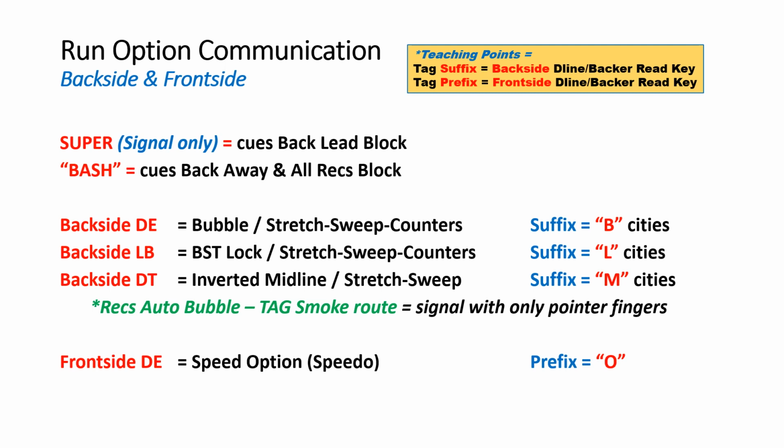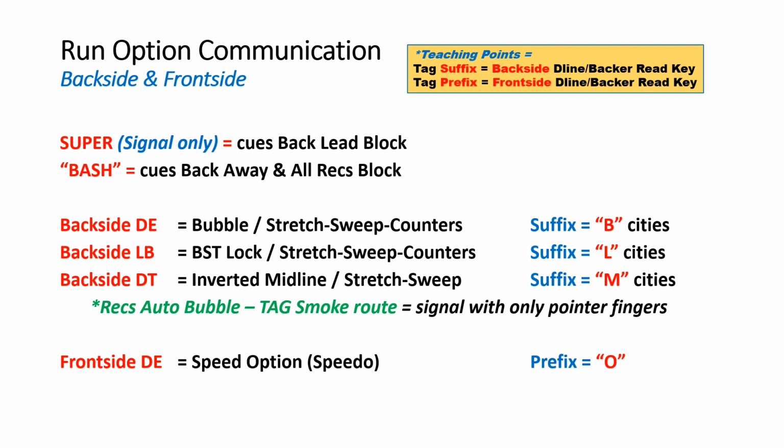The next one we like to use, which is simple and sound and a proven concept, is a bash call or cue. This is a verbal, tells the back to go away, and then the running back will become the runner, but reading the backside automatically with all receivers blocking.